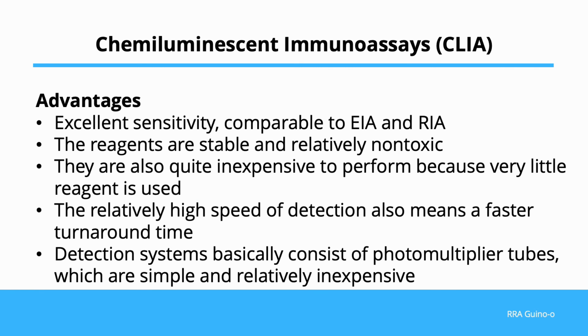Next, this type of test has a relatively high speed of detection. This means faster turnaround times in many laboratories. Lastly, detection systems are basically photomultiplier tubes, and this makes machines that are able to detect chemiluminescence simple and relatively inexpensive.